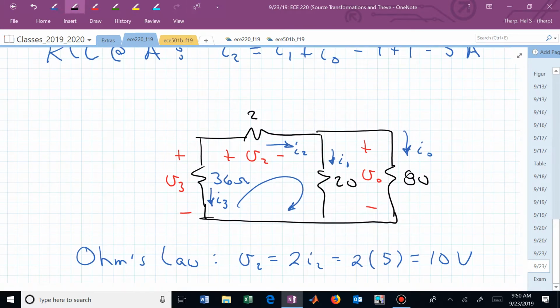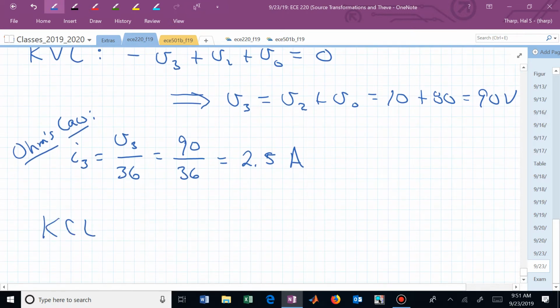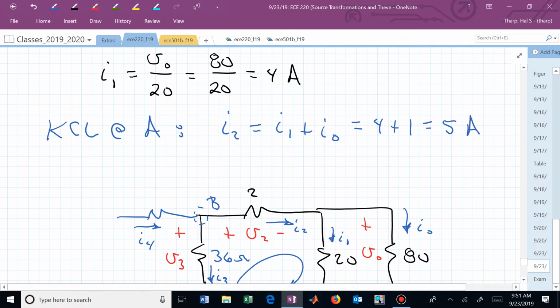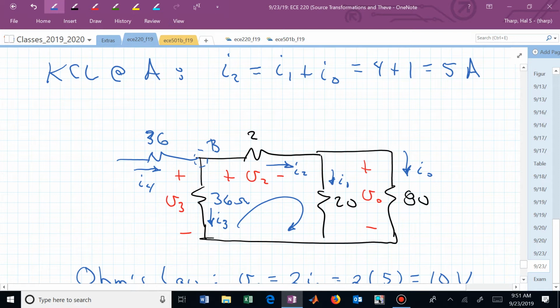But it worked so well at A, can we do the same thing at B? What do I want to call this? I sub 4? What's I sub 4? Can I apply KCL at B? I sub 4 in equals I sub 3 out plus I sub 2 out. And I know those. KCL at B says I sub 4 is equal to I sub 3 plus I sub 2. And what was I sub 2? 5. And this was actually 36 ohms. We're back where we started, aren't we?